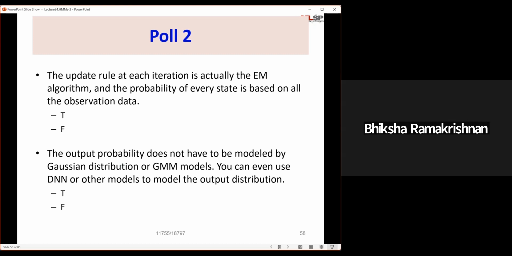And in my example, I'm assuming Gaussian distributions for the state output distributions. But the output probability does not have to be modeled by Gaussian distributions. It could be pretty much anything. So long as you can write a counting-based formula, you just replace the indicator function for the counting by the posterior probability, and it all works out, right? So lovely. Both of these are true.